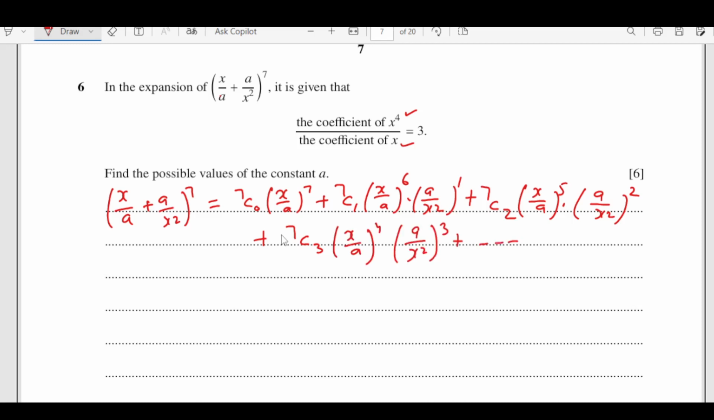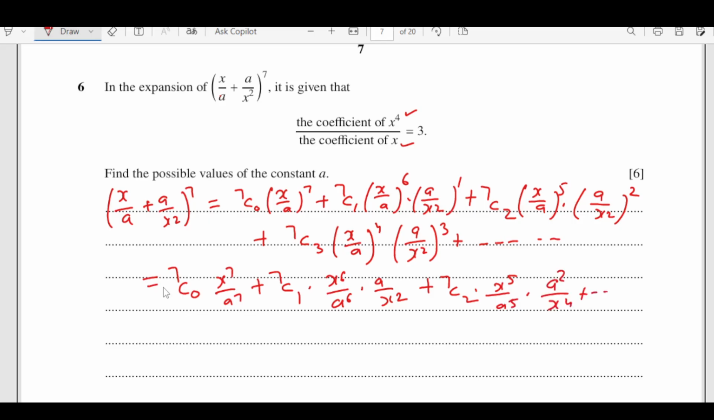Now if you see, we don't need further terms because we are just looking for the x^4 and x coefficients. So I'm just writing one more step here: 7C0 x^7 over a^7, plus 7C1 x^6 over a^6 into a over x^2, right? Plus 7C2 x^5 over a^5 and x^2 over x^4. I think this will serve our purpose.